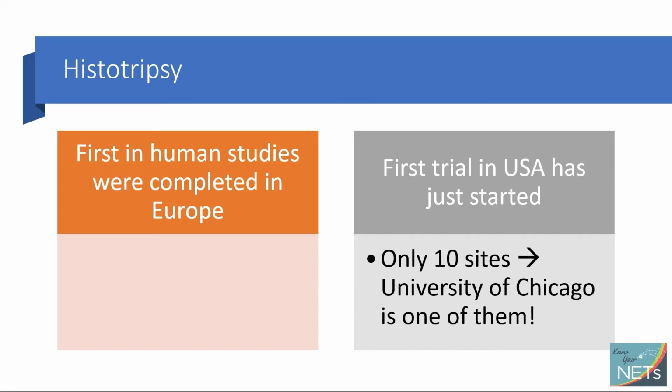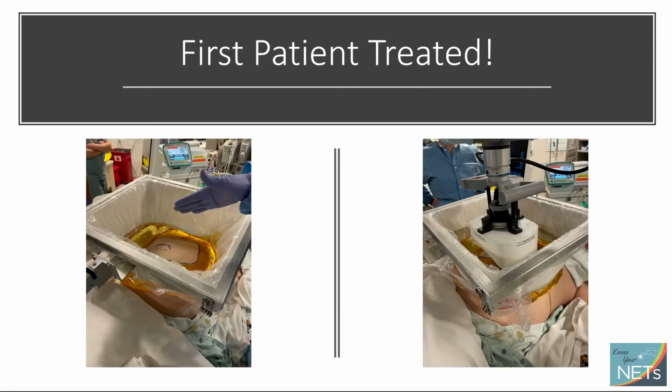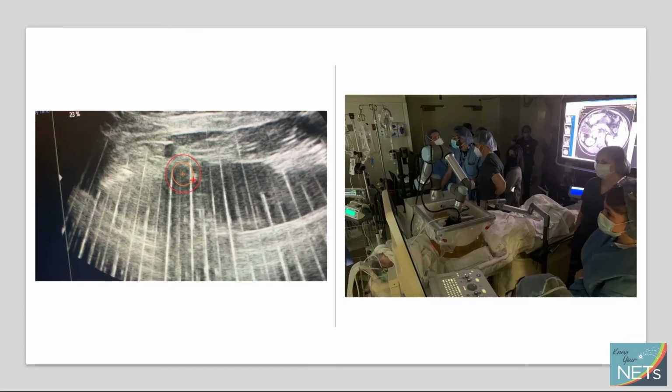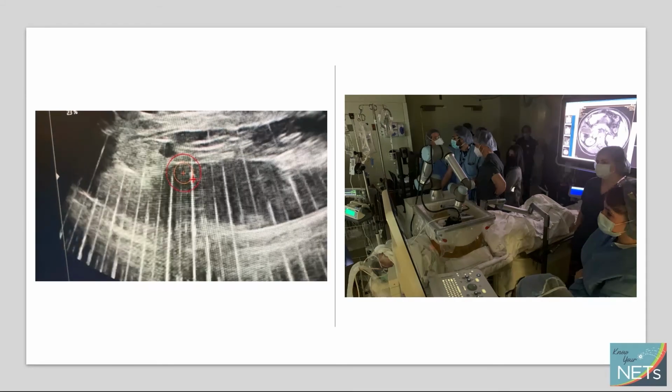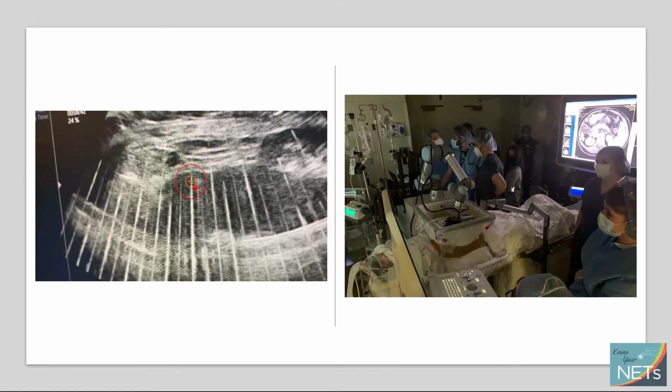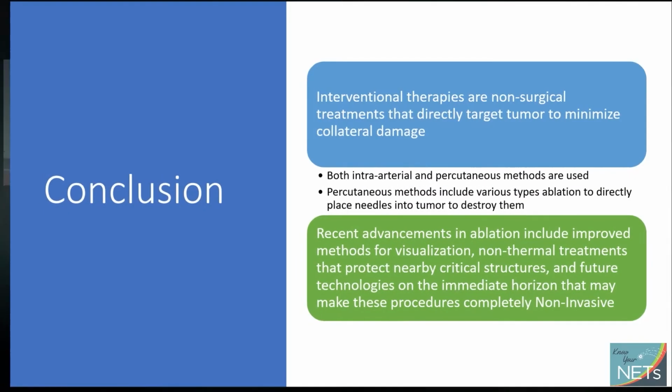The first in-human studies were completed in Europe, and the first trial in the US just started over a year ago. There are only 10 sites, and we're fortunate to be one of them. A few months ago, we treated our first patient. This is what it looks like. It's not even a sterile procedure because there's nothing going into the body. You can see we place a water bath over the patient, and then it's a robot. That's the bubble cloud in action there. In the ultrasound, the red is where we are harnessing the energy. And that's a picture of me on the right, just watching the procedure after we position the ultrasound into the area of interest.